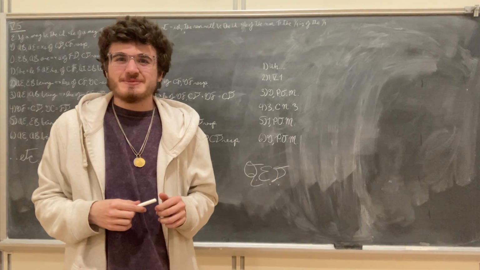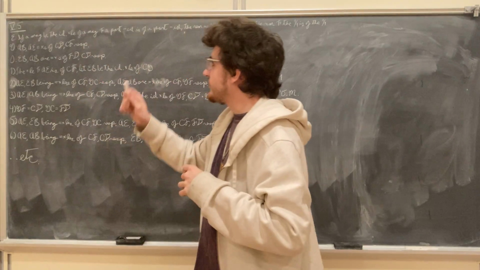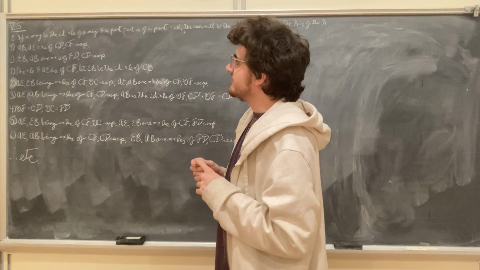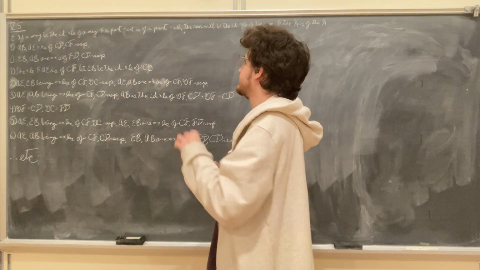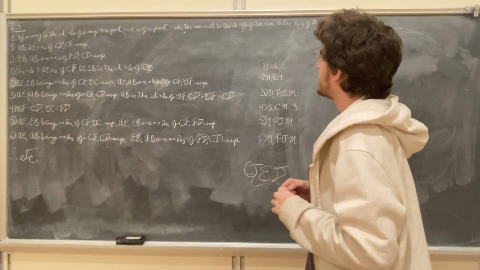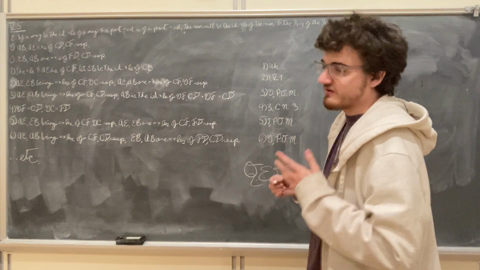Hello, this will be a demonstration of Proposition 5 from Book 5 of Euclid's Elements, which says that if a magnitude be the same multiple of a magnitude that a part subtracted is of a part subtracted, then the remainder will be the same multiple of the remainder that the whole is of the whole.